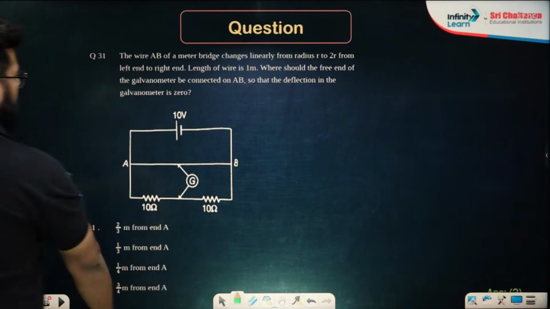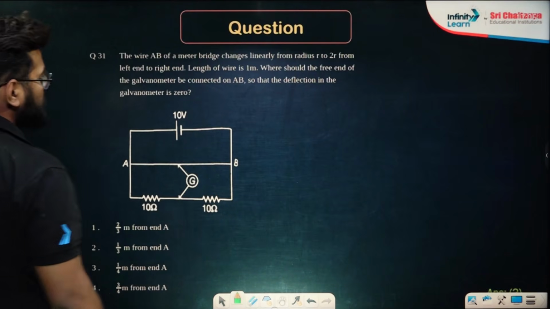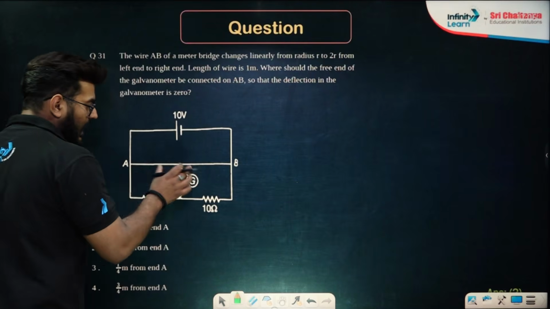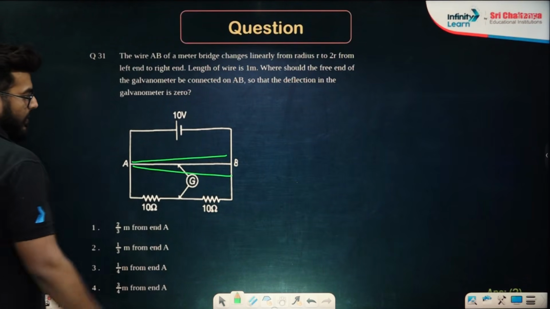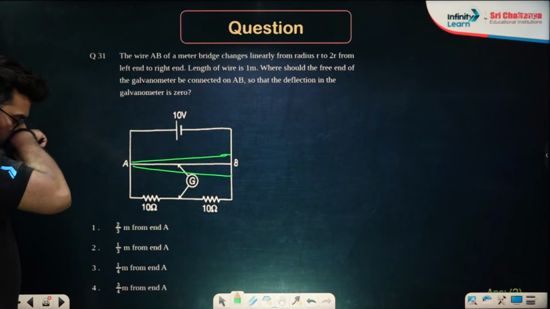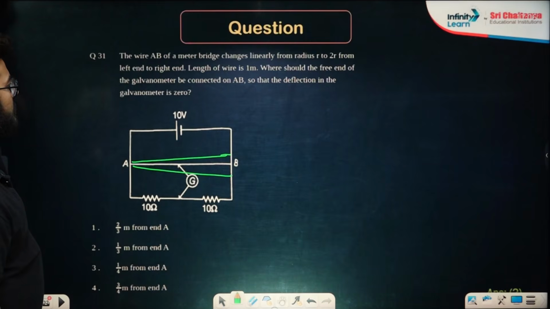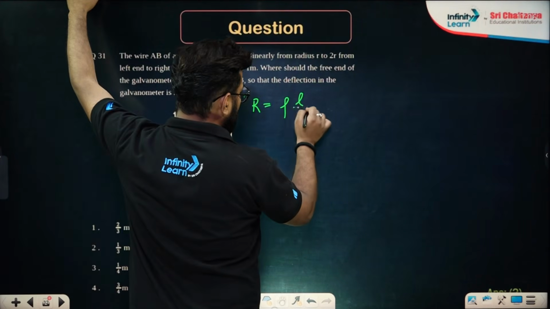The wire AB of a meter bridge changes linearly from radius small r to 2r, from left end to right end. Length of wire is 1 meter. Where should the free end of the galvanometer be changed? So here again you will have to solve using calculus, right? Here the diameter is basically changing in this manner. Okay, so the resistance over here is rho L by A.